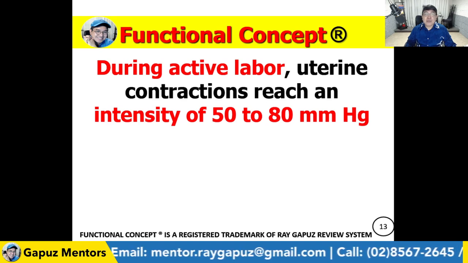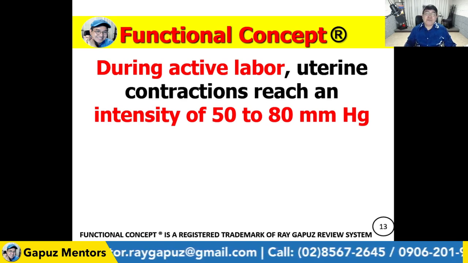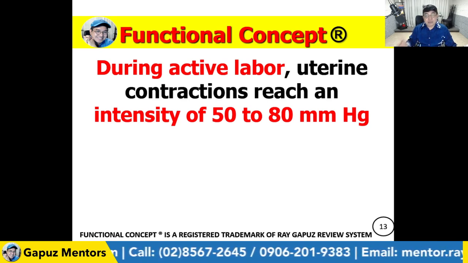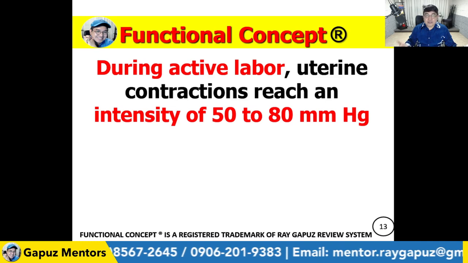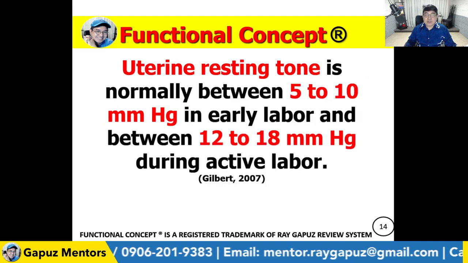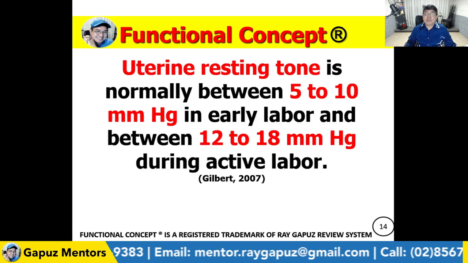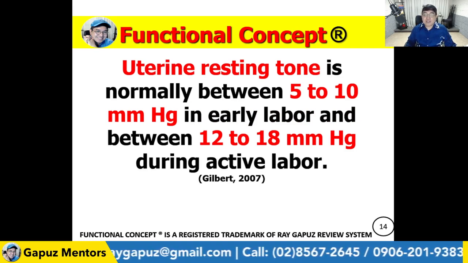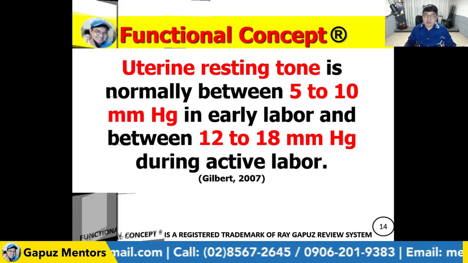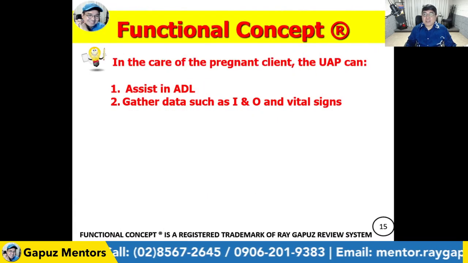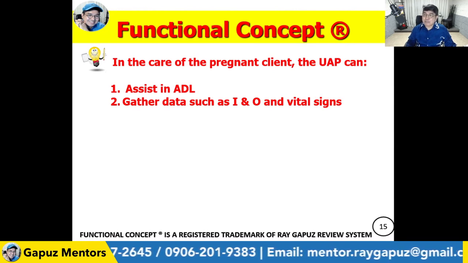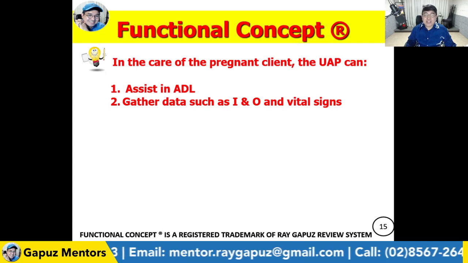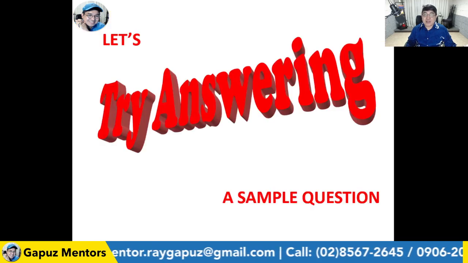During active labor, uterine contractions reach an intensity of 50 to 80 millimeters mercury. So 30 millimeters mercury could just mean labor is beginning. Okay, now during active labor, it could go up to 50 to 80 millimeters mercury. Uterine resting tone is normally between 5 to 10 millimeters mercury in early labor and between 12 to 18 during active labor. Okay, so in the care of the pregnant client, the unlicensed assistive personnel can assist in activities of daily living and gather data such as intake and output as well as vital signs.